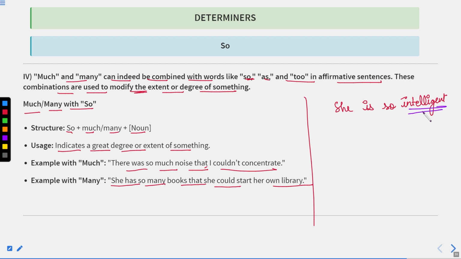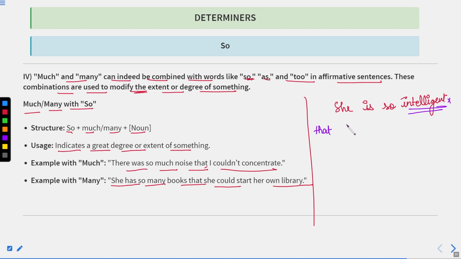Now, how intelligent? We don't know. When I say "so intelligent," it shows that she is intelligent up to a particular extent. Now, how much intelligent? That we cannot state here. If I say she's very intelligent, that is fine. But if I say she's so intelligent, we cannot define "so" here. So, to relate that, we have to use the word "that" with it.